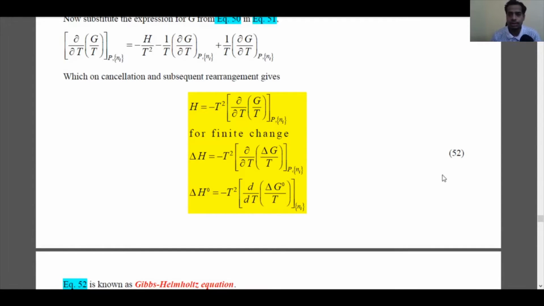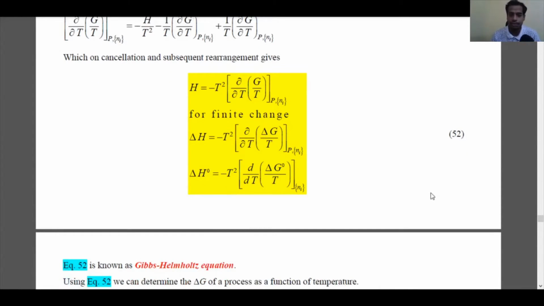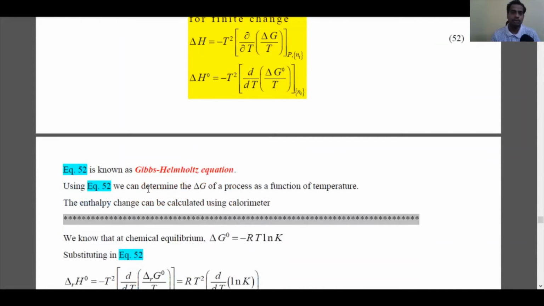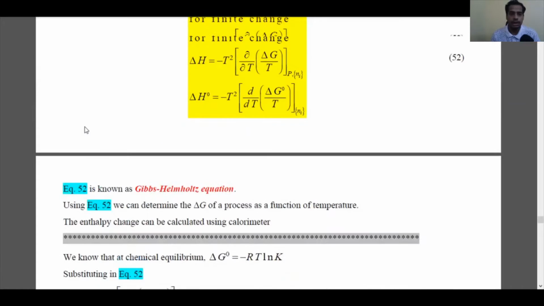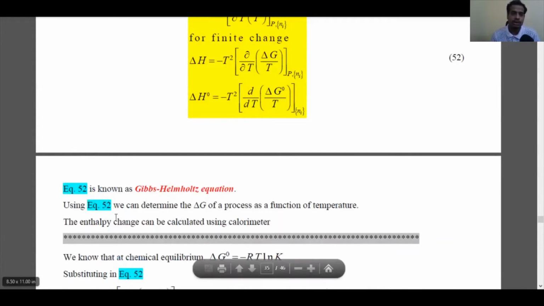Now this equation 52 is called the Gibbs-Helmholtz equation. Again, the Gibbs-Helmholtz equation expresses a relation between reaction Gibbs energy at standard state and reaction enthalpy at standard state. As I mentioned, equation 52 is known as the Gibbs-Helmholtz equation. Using equation 52 we can determine the Gibbs energy of reaction of a process as a function of temperature.